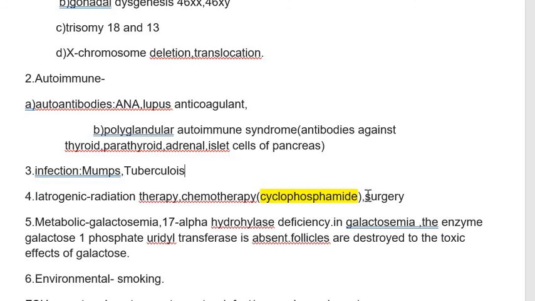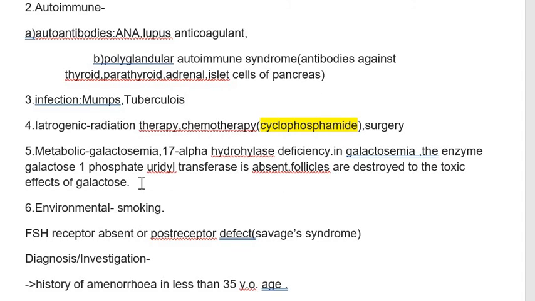And then, in cases as a result of surgery, they can be due to metabolic disorders like galactosemia, 17-alpha hydroxylase deficiency, or congenital adrenal hyperplasia syndrome, which is the most common endocrine cause of premature ovarian insufficiency. Then there are environmental factors like smoking. Then FSH receptors can be absent, or a post-receptor defect can be there, like in cases of Savage syndrome.